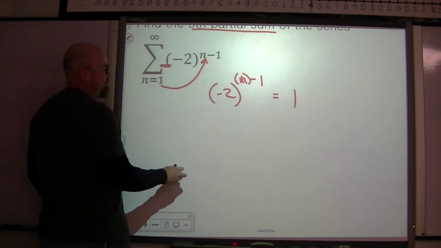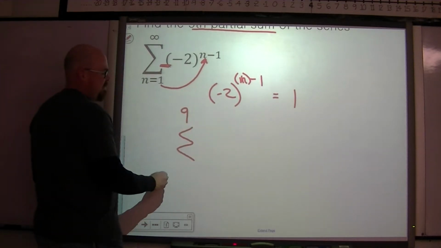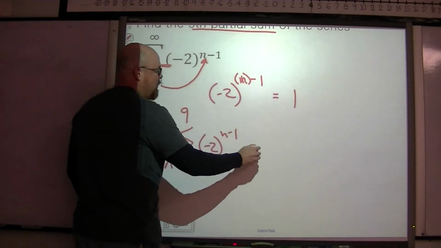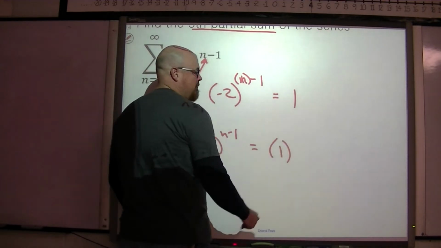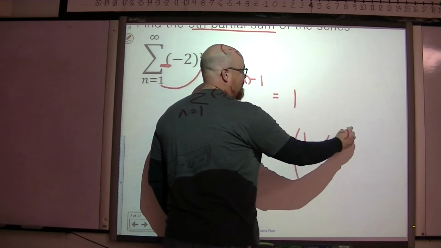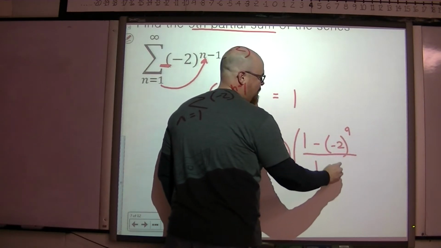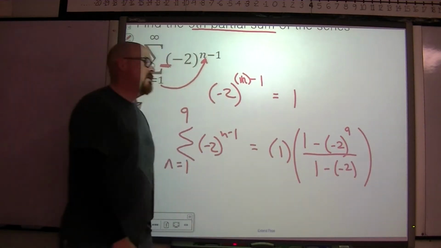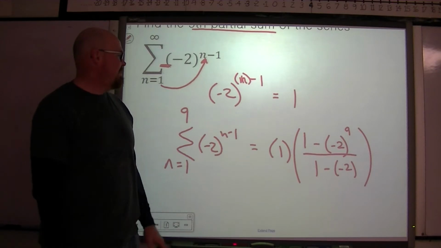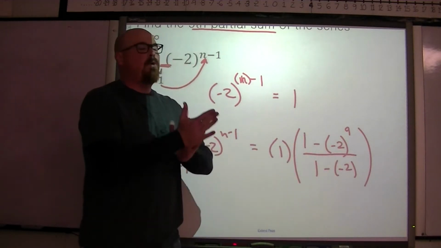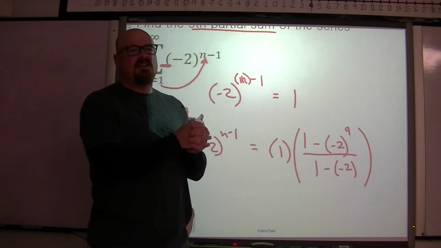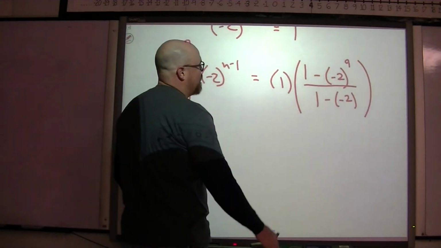So the formula for finding the 9th partial sum, if we start at 1, for negative 2 to the n minus 1 is equal to the first term times 1 minus the common ratio raised to the 9th power all over 1 minus the common ratio. Okay, we're just typing this. At this point you can just type this into your calculator. I want to say that negative 2 to the 9th power is, let's see, I think that's 512. I'm going to go with 512.